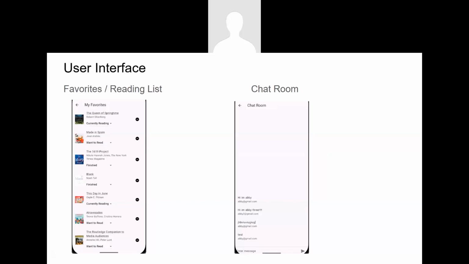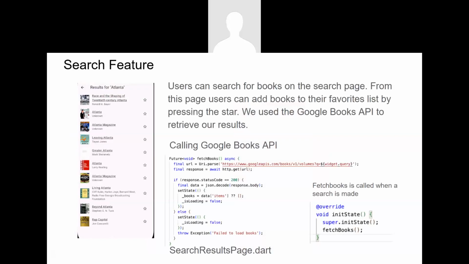And then you also have the chat room page. On the chat room page, you can talk with other book lovers about anything that you're reading or anything that you're excited for in the book world. Yeah, you can be excited about books.